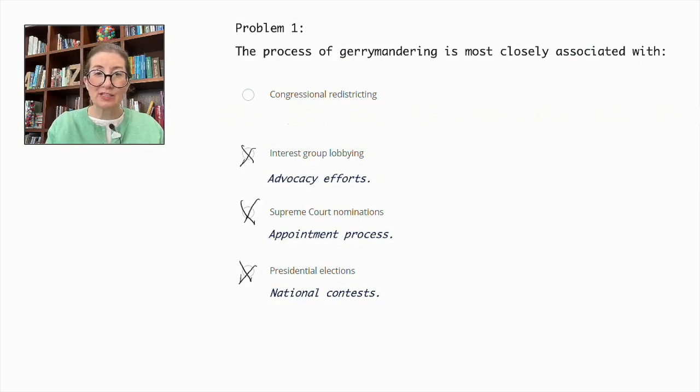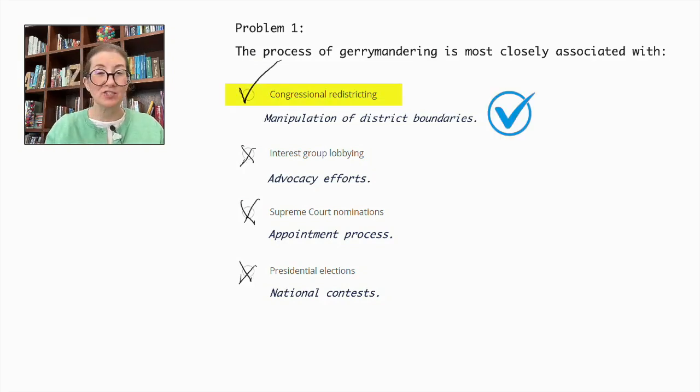The correct answer is congressional redistricting. Gerrymandering specifically refers to the manipulation of electoral district boundaries to favor a particular political party or group, which is a key aspect of the redistricting process that occurs after each census to reflect population changes. Therefore, congressional redistricting is the correct answer.